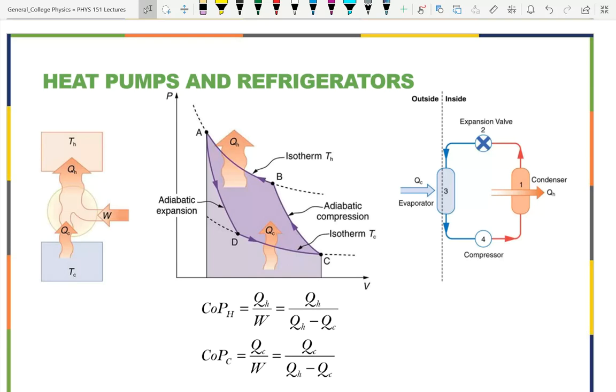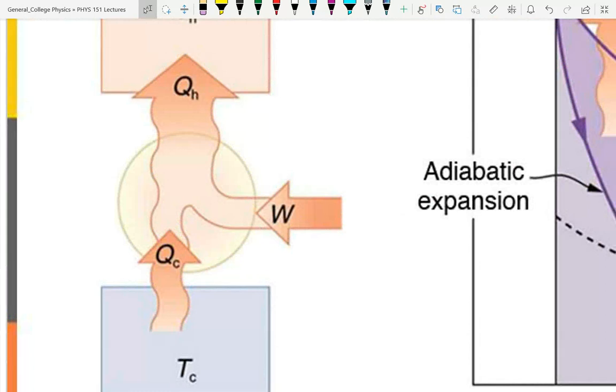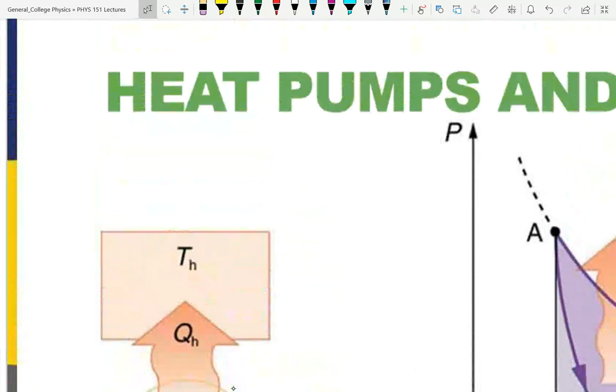And that work coming into the system is causing us to pump heat in the opposite direction that would naturally flow. Second law of thermodynamics, one of the statements, the Clausius statement: heat naturally flows from high temperature to low temperature. But the heat pump uses work to reverse the direction of the heat flow. So in this case, if you draw the stylized engine here, notice all of the arrows are reversed.